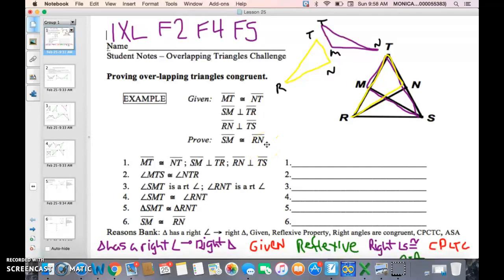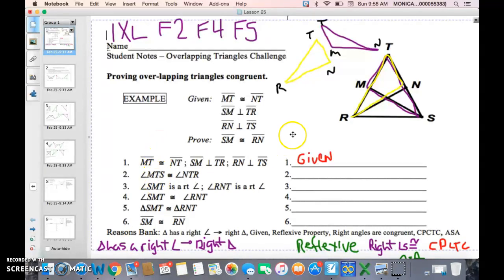Okay, so let's go ahead and take a look at what we have. The first thing we have are our three given statements. So I'm going to move this right here. That's our given. Next, and again, I have a reasons bank down here. It's not always going to be the case, but I'm going to use it here. Now let's look. I've gone ahead and separated the triangles so I can see them as a whole unit, but then I can also see them separated out.